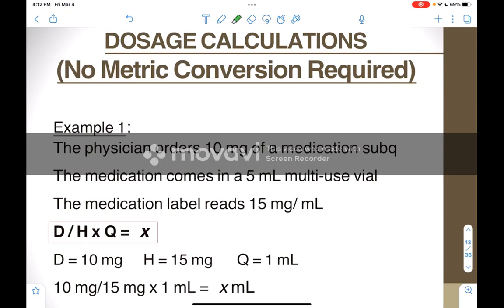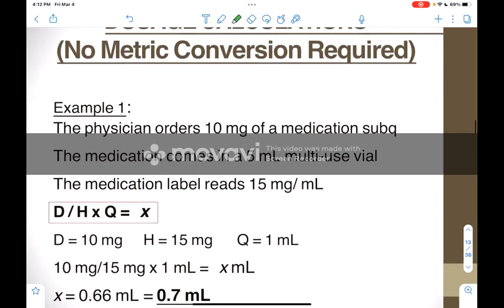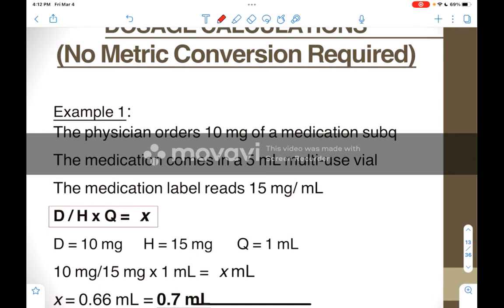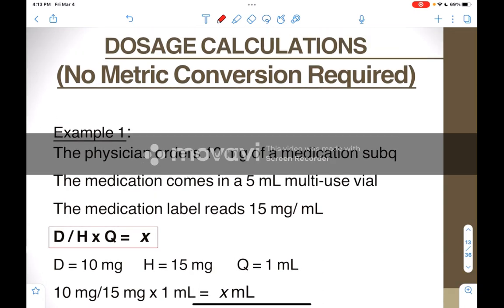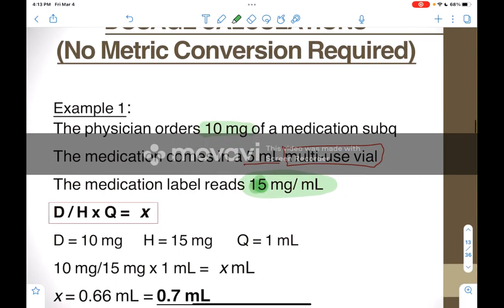So if we don't need to make any metric conversions, this is how we're going to do our dosage calculations. So the physician has ordered 10 milligrams of a medication to be given subcutaneously. And the medication comes in a multi-use vial. Okay, so this is important to note. It's 5 mLs total. And the label reads 15 milligrams per milliliter. Okay, so that's a different amount than what was ordered.